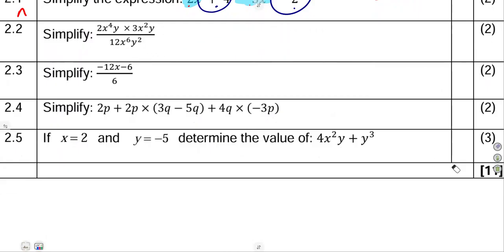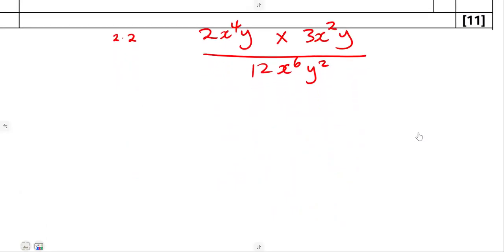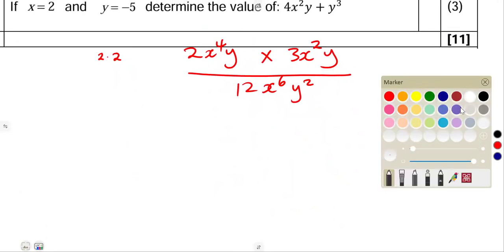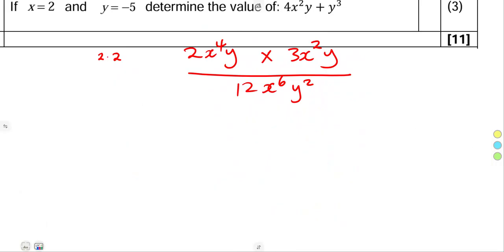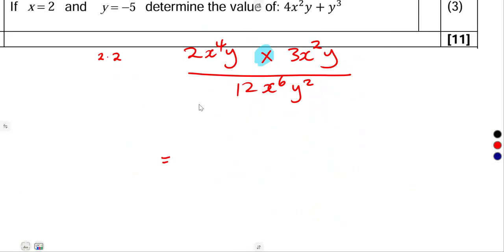Again, simplify these two. That's a product there: 2x to the exponent of 4, y times 3x to the exponent of 2y, everything over 12x to the exponent of 6, y to the exponent of 2. All right, so what can we do? As we can see in the numerator, we have a multiplication, a product. It's not addition, it's a product. So the best way, let us just multiply the numbers together. 2 and 3, that's going to be 6.